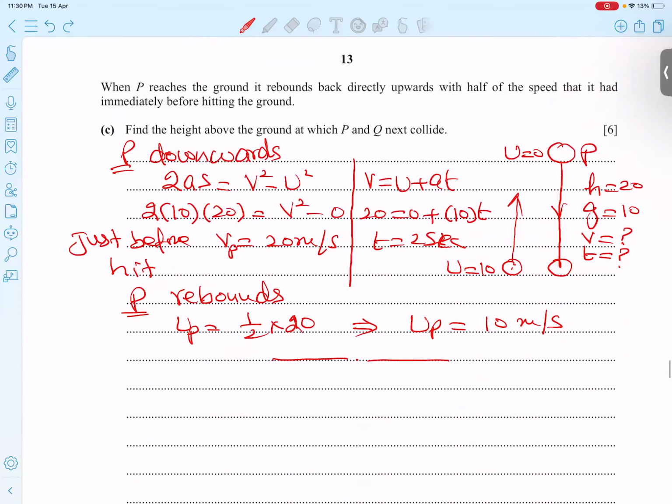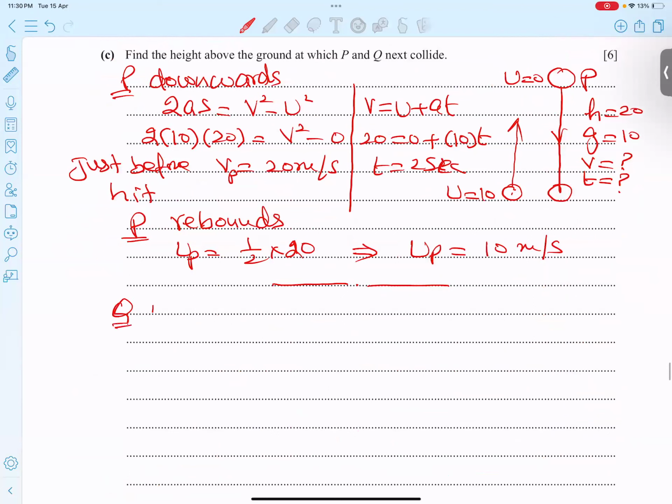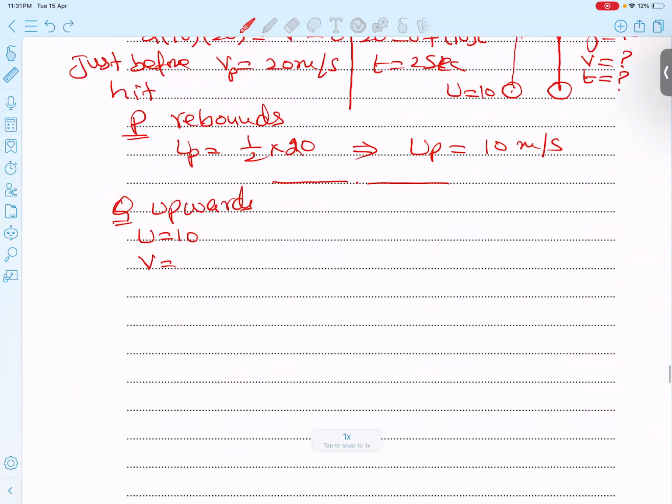Okay, so now I'm writing here Q particle, moving upwards. And when it was moving upwards, what is the situation? We have to keep our eyes on the data, and data is very important. U is equal to 10. I give you this diagram, and this diagram is very important to understand.